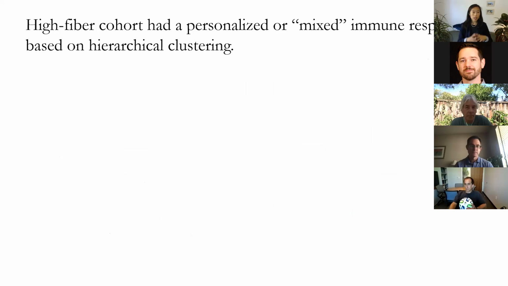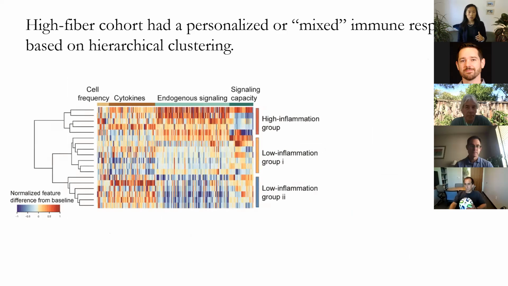Unlike the fermented food, which had global changes, the high fiber cohort actually had a personalized medicine or mixed immune response. So this is a heat map here. Every row is a different person and every bar is an immune parameter. So all 230 of those immune parameters are represented here. We have a number of different ways to monitor immune status. Inflammatory cytokines, endogenous signaling is how much immune cells are signaling, and then their capacity when they're hit with some type of trigger. So in general, broad strokes, if it's red, it means it's increasing, higher inflammation. If it's blue, it decreased, lower inflammation.